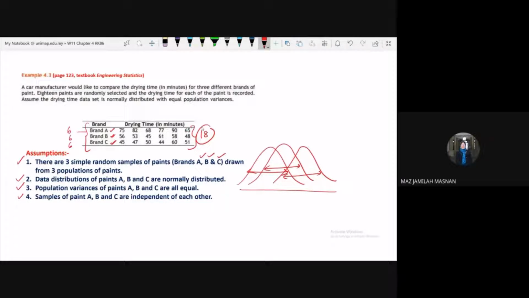Means that samples of pin A, B, and C are independent of each other. Means that pin A won't affect pin B and pin B won't affect pin C. The same goes for A towards C. Okay, so that will be your assumption that needs to be fulfilled before you can perform your hypothesis testing, or even do the experiment. Okay, you should have in mind that this assumption is needed for the ANOVA test.